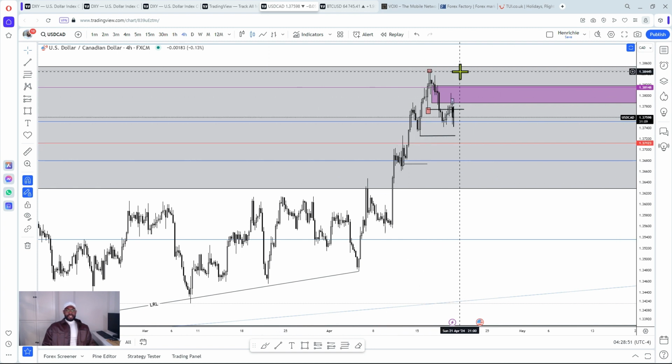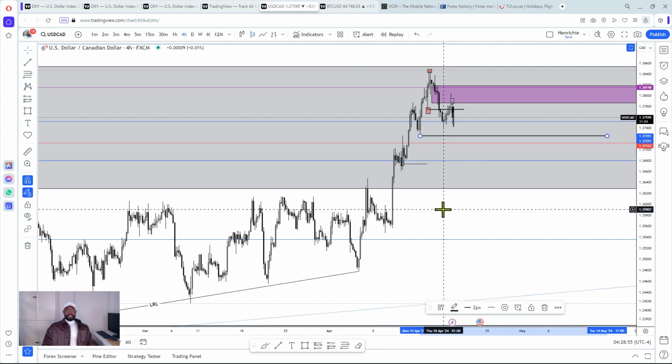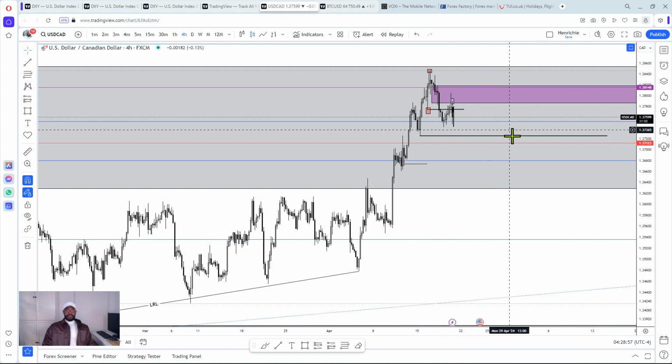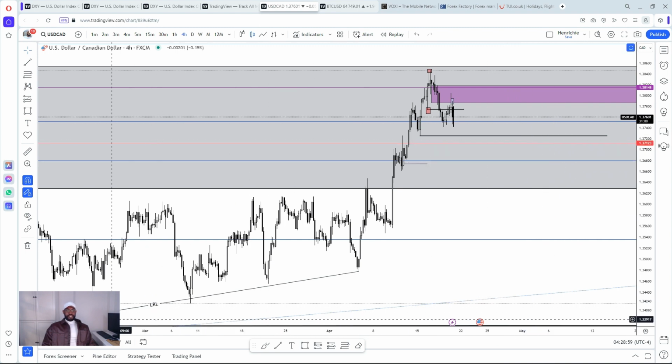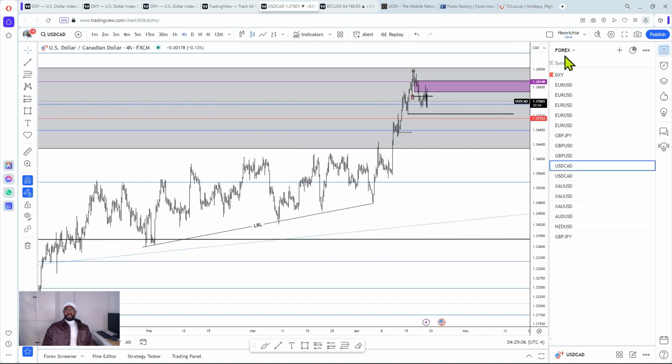I will just watch to see a significant 4-hour break of structure. And when I see that, then in the future, I'll be looking for sales, a continuation of sales, to potentially run this low resistance liquidity right on the downside. So that is my analysis on USD CAD.